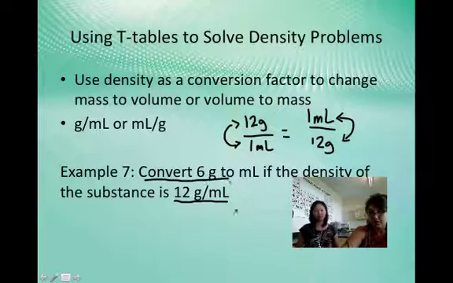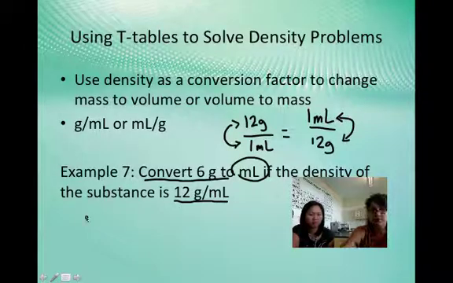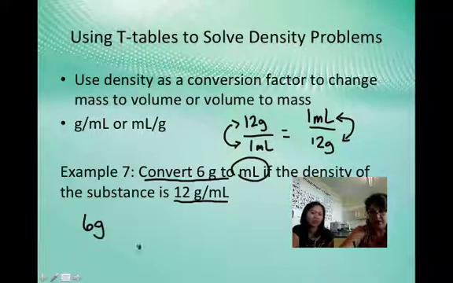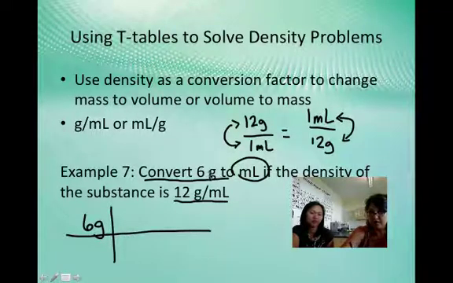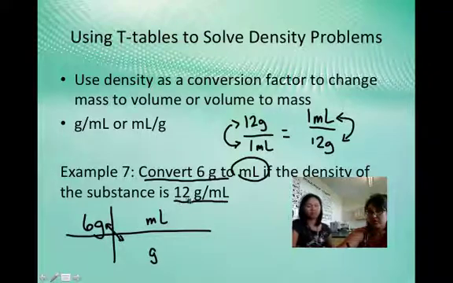We're going to start with 6 grams. We want to end up with milliliters. And the density is 12 grams per milliliter. So as always, I put 6 grams as my starting place because that's what they gave me to start off. They also told me the density. So I want to make sure that I have grams on the bottom and milliliters on the top, because crisscross cancels. I had grams on top first, so I've got to go crisscross.